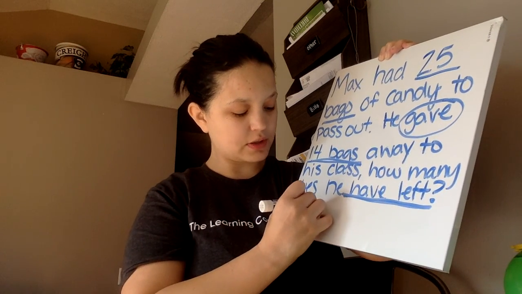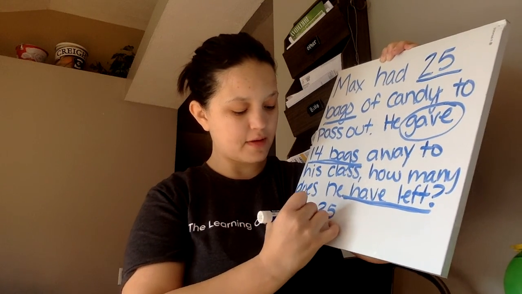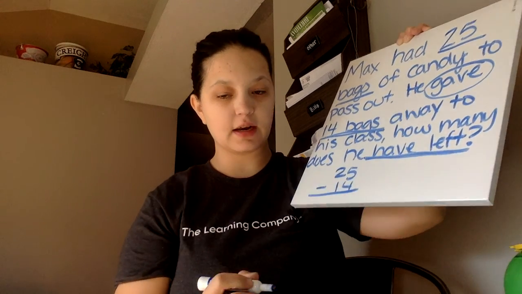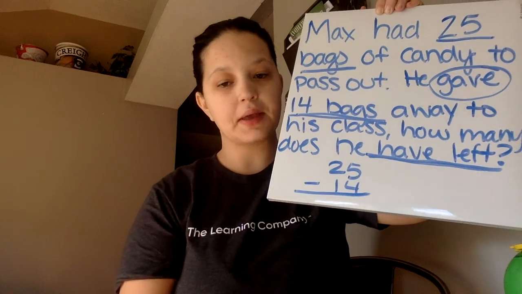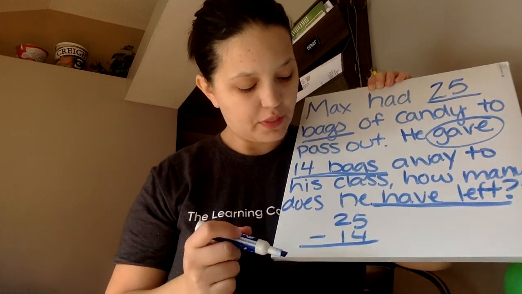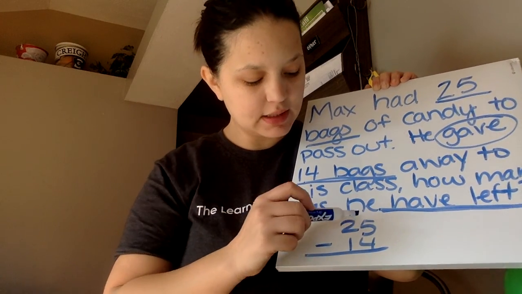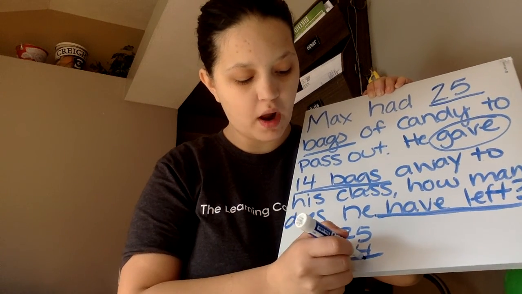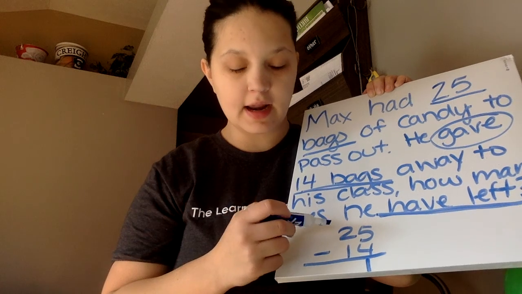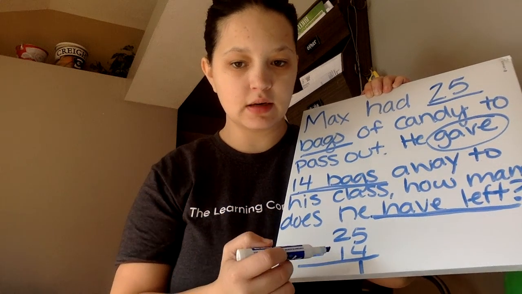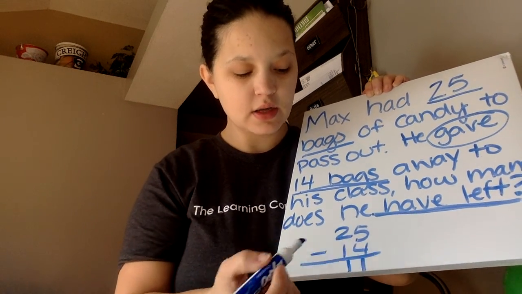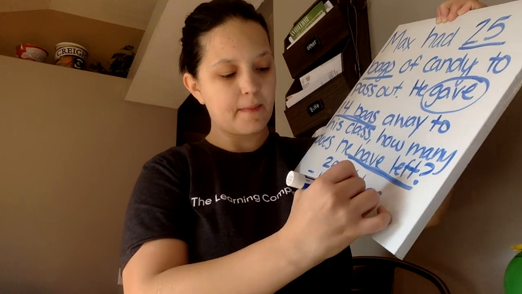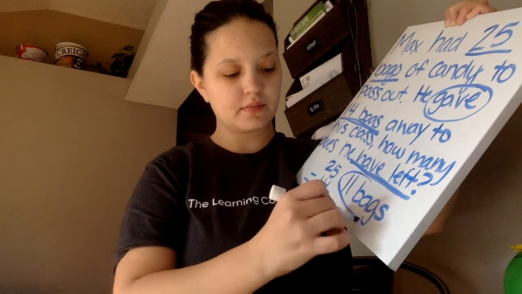So then I am going to have 25 minus 14. And I'm going to set it up just like that. Okay? So the first thing I do is I look at my ones, and I have 5 minus 4, and I know that is 1. And then I have 2 minus 1, which I know is 1. So he has 11 bags left.